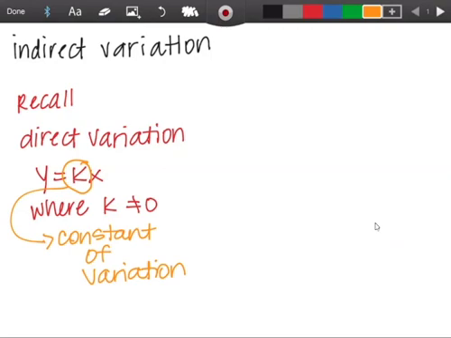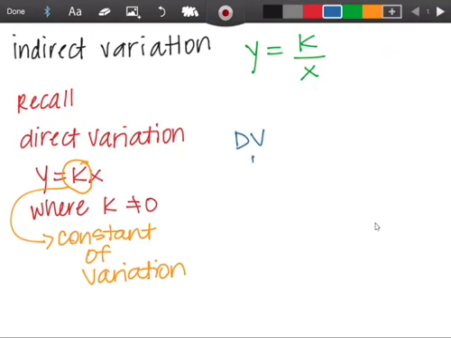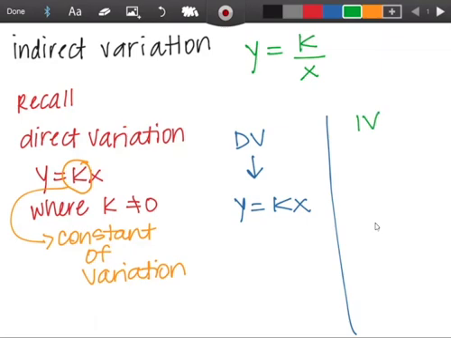So indirect variation is going to be defined as y equals k over x. Now, let's look at these two. I'm going to put direct variation, DV, and an arrow here. So y equals kx. And then let's compare it to IV. I'm just going to say indirect variation, and we're going to say y equals k over x.